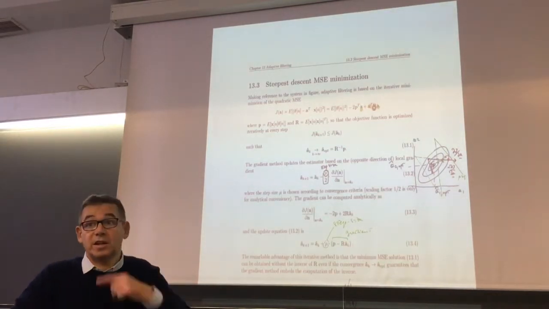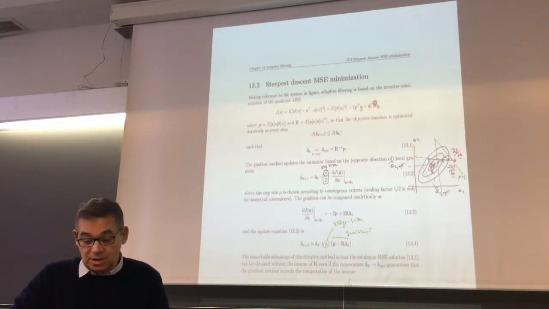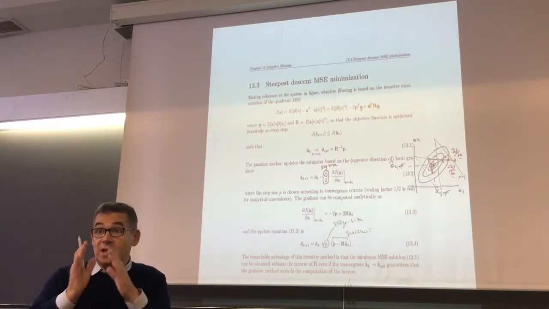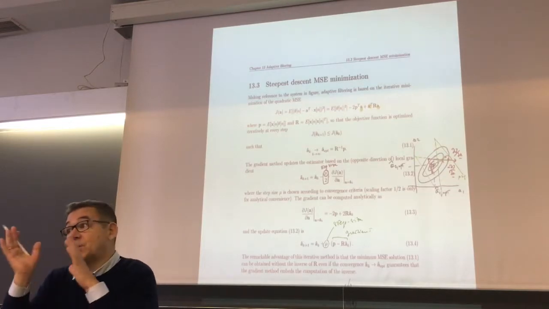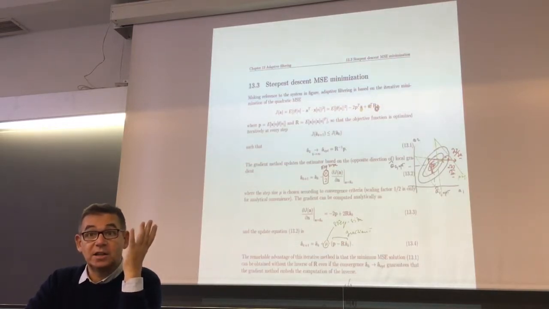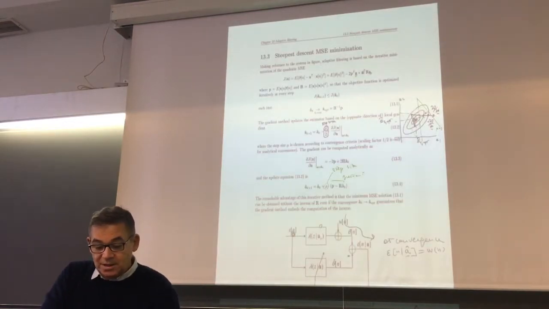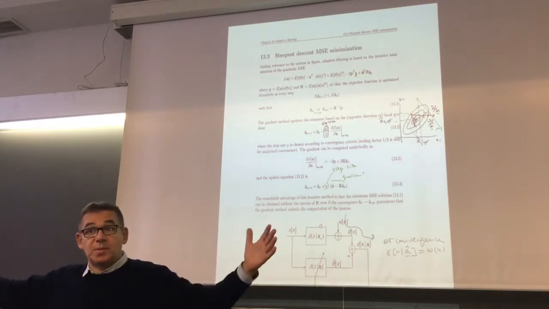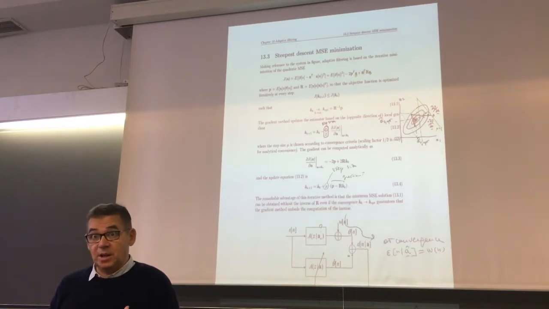I can do it iteratively. The reason to make it iteratively is because I don't want to invert the matrix R. The matrix R, which contains the autocorrelation of the input X, might be very big. The size of the matrix R is the size of the filter A. If this filter is very big, the matrix R is very big, and the cost of inverting it is n cubed.